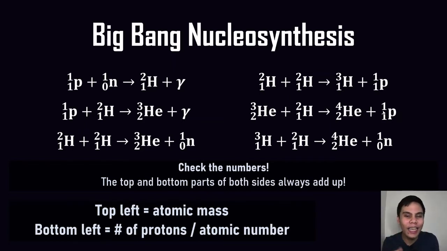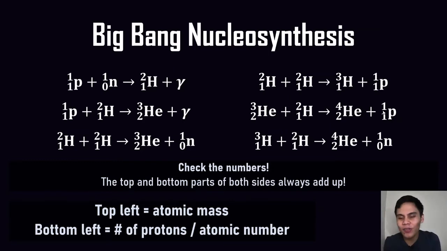If you're given a nuclear reaction problem, again, just remember to check the numbers. The top numbers should all add up to the same sum, and the bottom numbers should all add up to the same sum. And the reason for this is because atomic mass, the top numbers, are always preserved, and the number of protons, the bottom numbers, will always be preserved. Right? So that's Big Bang nucleosynthesis.